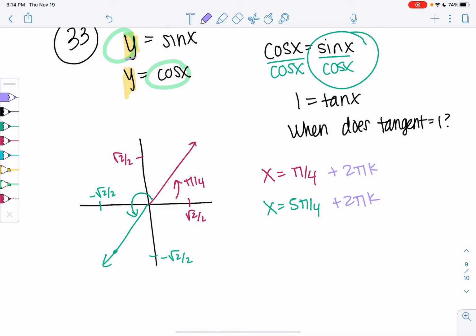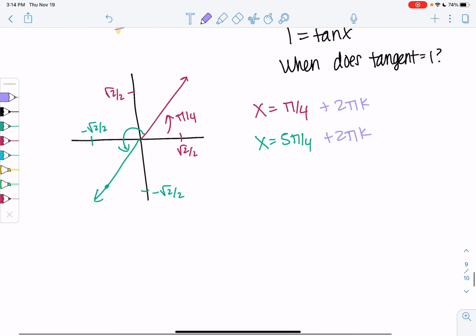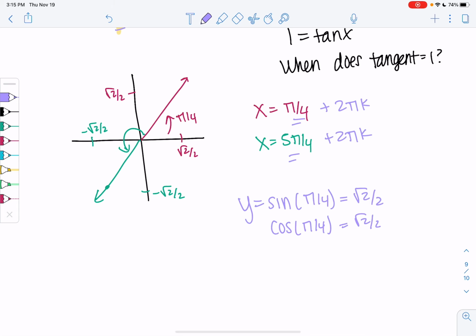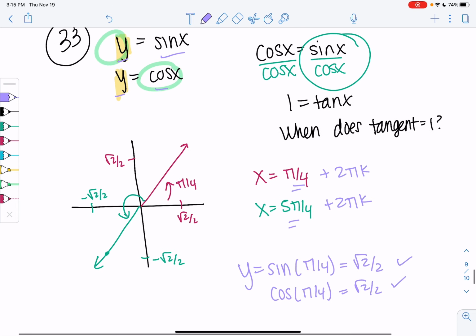So y is equal to sine x or y is equal to cosine x. Either works. So I could plug in any of these angles and I should get the same value no matter what. So y equals sine of pi over 4. Sine of pi over 4 is root 2 over 2, right? If I did cosine of pi over 4, I should get the same number. And that's how we know we solved this correctly, because we're getting the same y value.